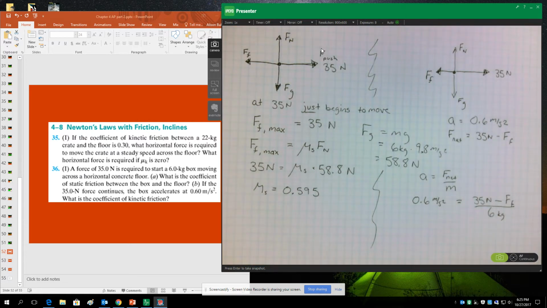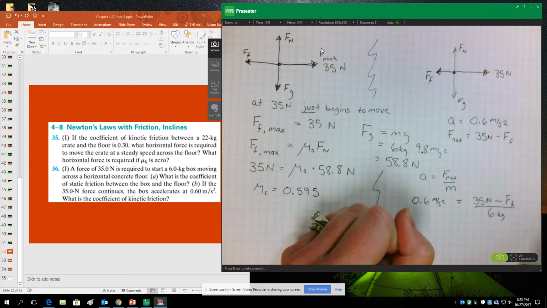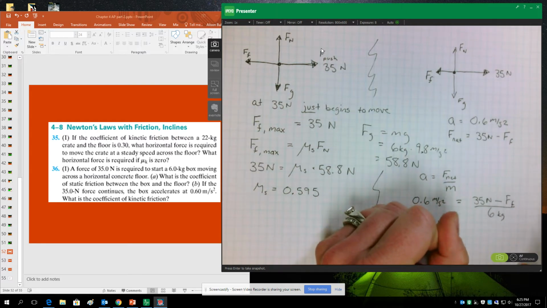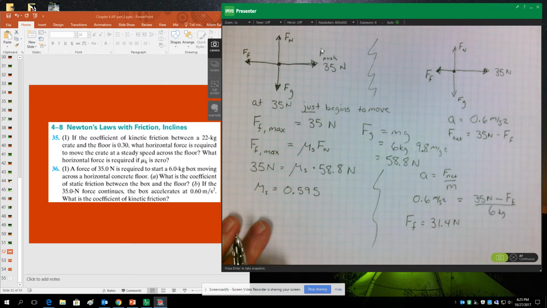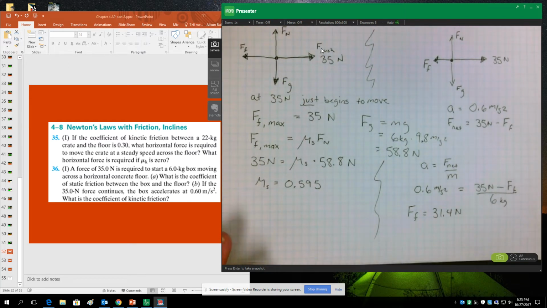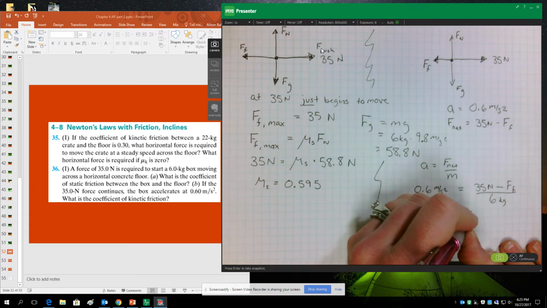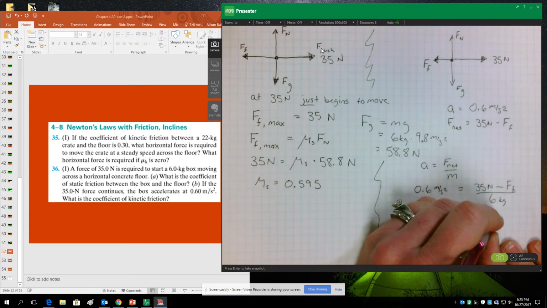So 6 times 0.6, and the force of kinetic friction needs to be 31.4 newtons in order for it to accelerate at 0.6 meters per second squared. And so finally, I apply the equation for kinetic friction, mu sub k times normal force.